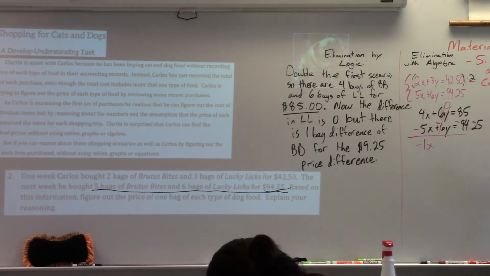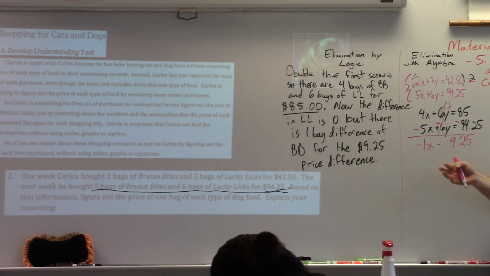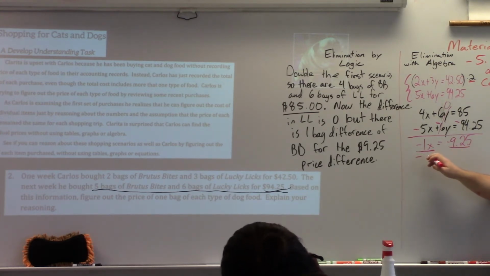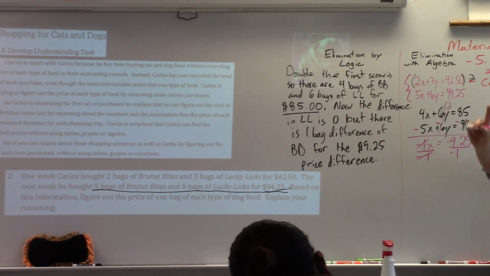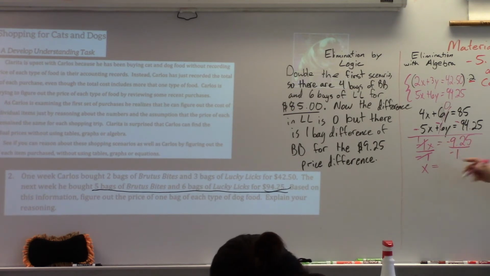And we wanted something to cancel, right? And what's 85 minus 94.25? Negative 9.25. Well, that makes sense now because a negative and a negative. What am I going to have to do at this point? Divide by a negative 1. I want the x there. Negative 1 divided by negative 1 is 1, right? 1x is equal to negative 9.25 divided by negative 1. Positive 9.25.